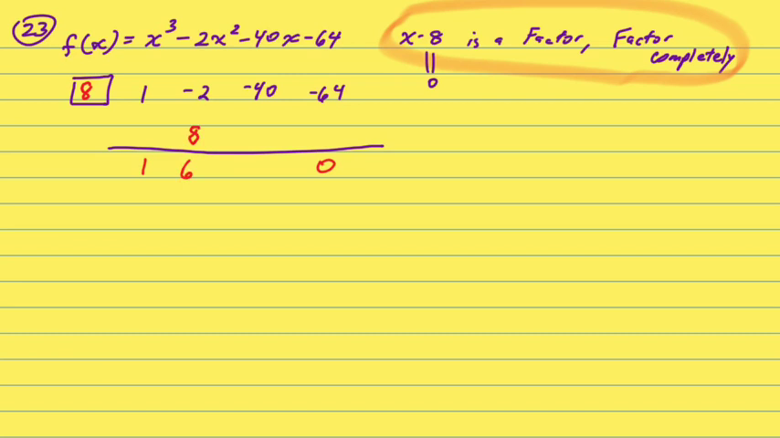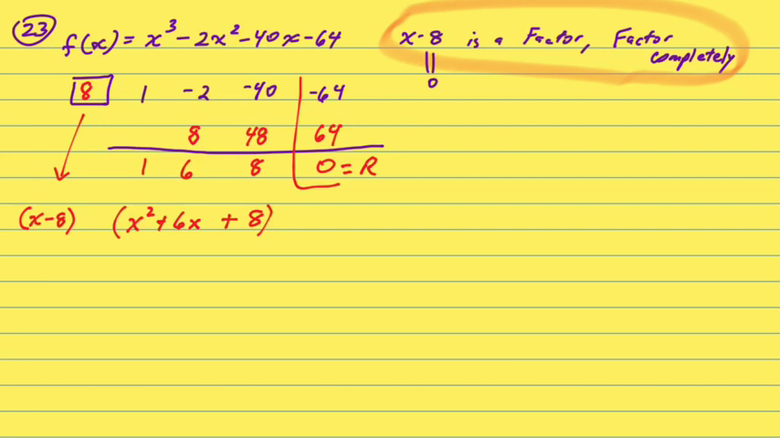Add. This gives me 6. What's 6 times 8? 48. That gives me 8. 8 times 8 is 64. Does it add to 0? So that gives me the remainder. So what this means is, this still is x minus 8. That's what they told us the factor was. This is 1x squared plus 6x plus 8, which is coming from these coefficients.